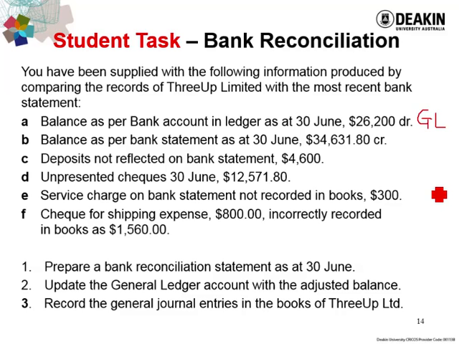Item B, balance as per bank statement as at 30th June, 34,631 credit, and this will appear in the bank reconciliation statement. Item C, deposits not reflected on the bank statement. So this is deposits in transit, $4,600. This will also appear in your bank reconciliation statement. Next, we have item D, unpresented checks on 30th June, $12,000. So this will appear in the bank reconciliation statement as well.